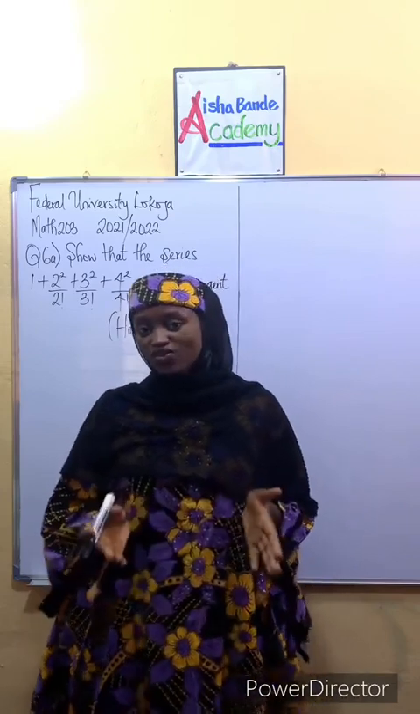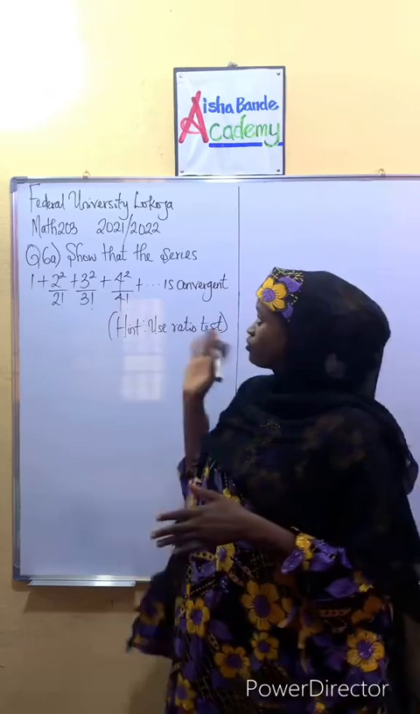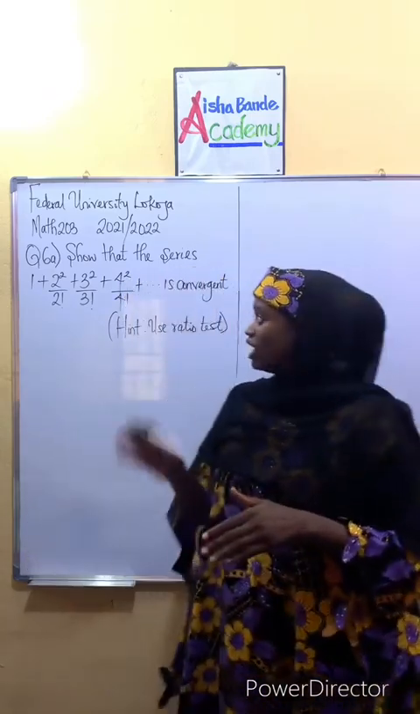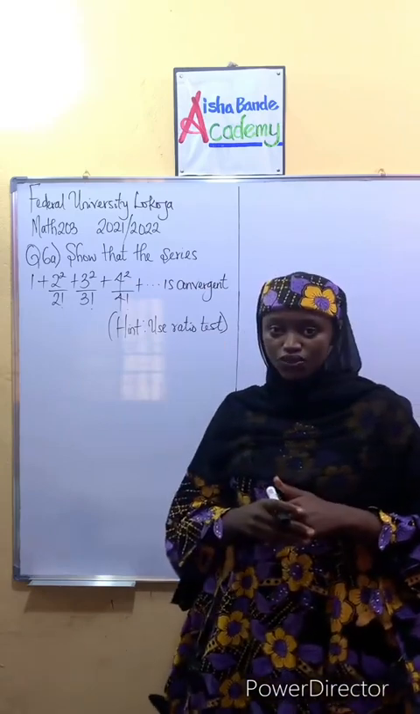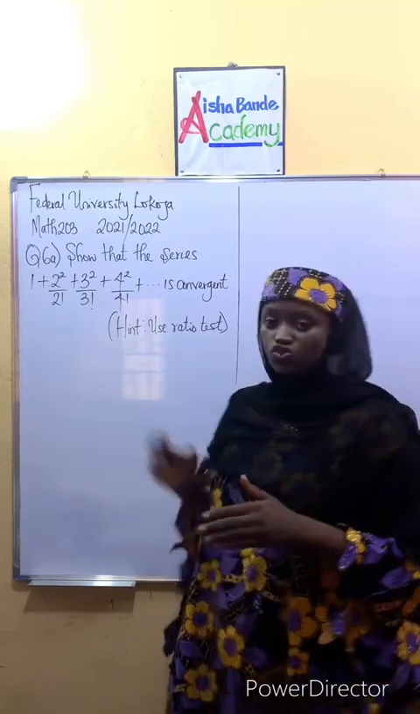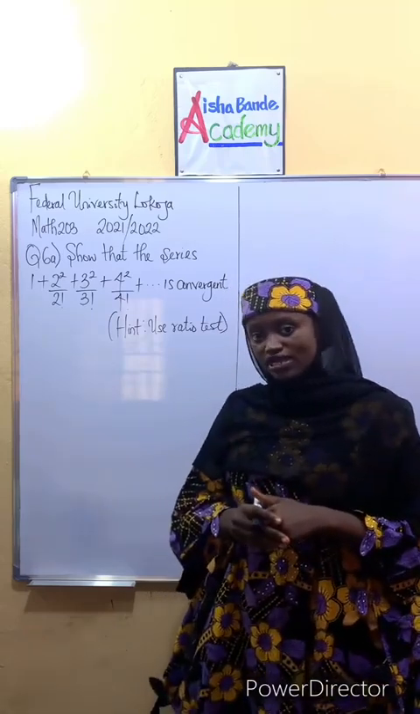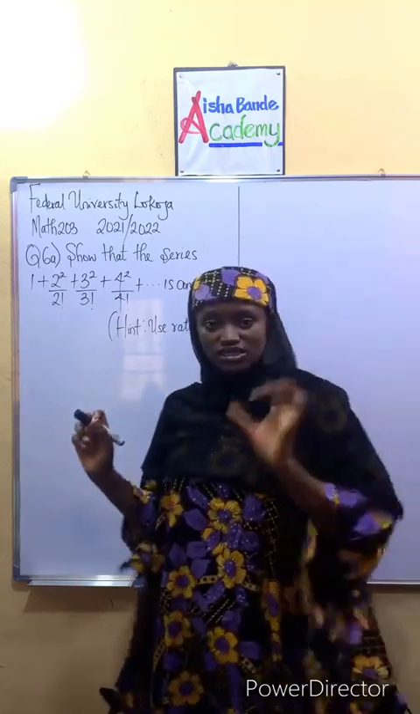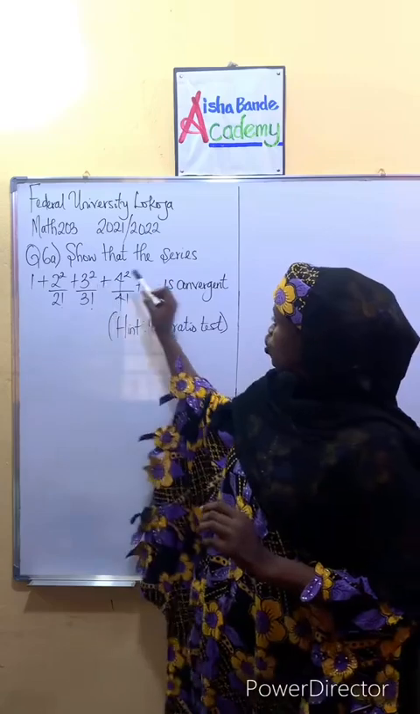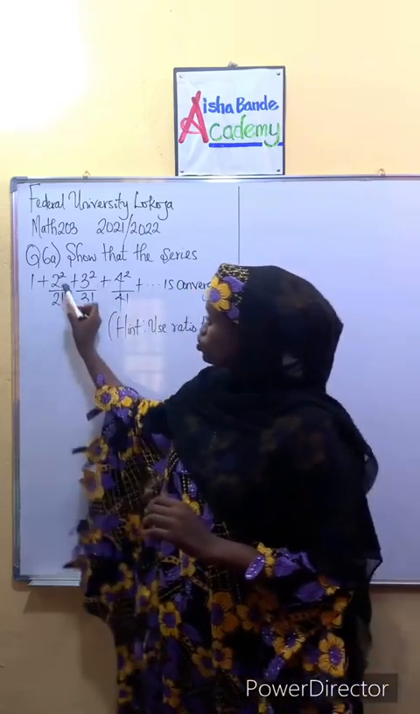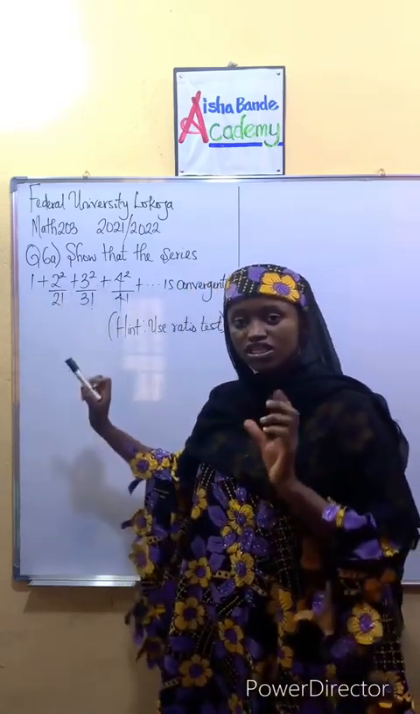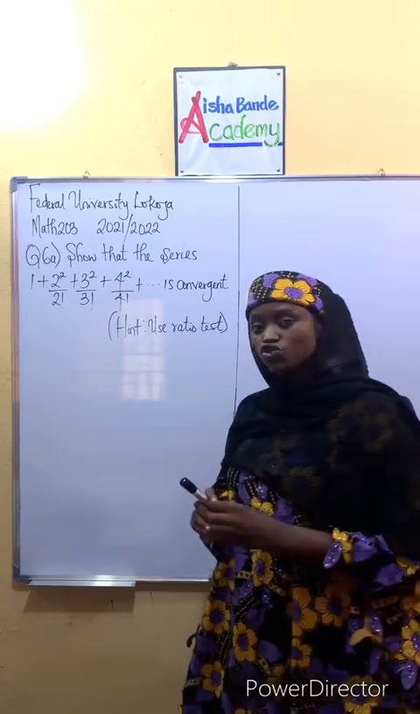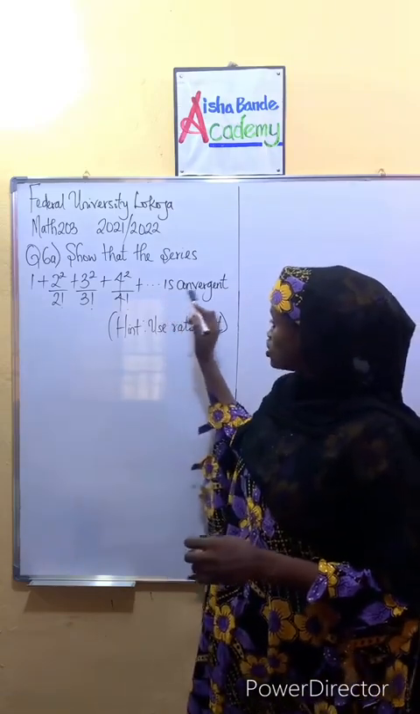Okay, so we have a question to solve today, which is from Federal University, Lokoja, from Kogi State. This is Maths 203, a past question from the 2021-2022 academic session. So we are going to solve question 6a, which reads: show that the series 1 plus 2 squared over 2 factorial plus 3 squared over 3 factorial plus 4 squared over 4 factorial plus dot dot dot is convergent.